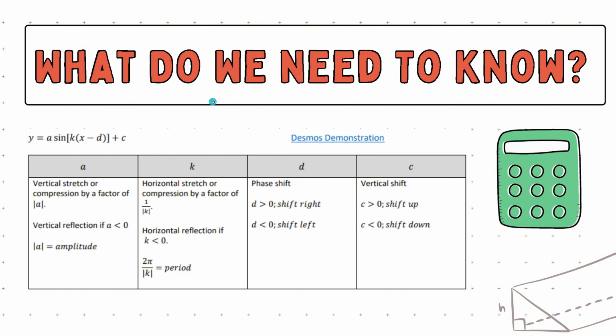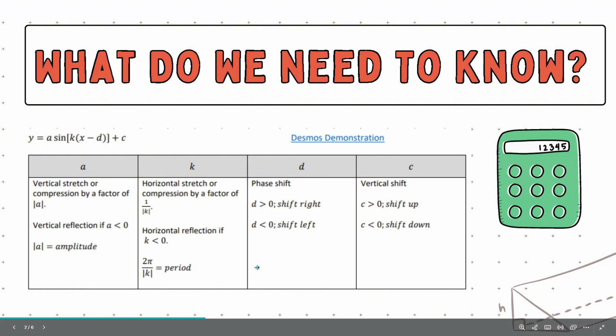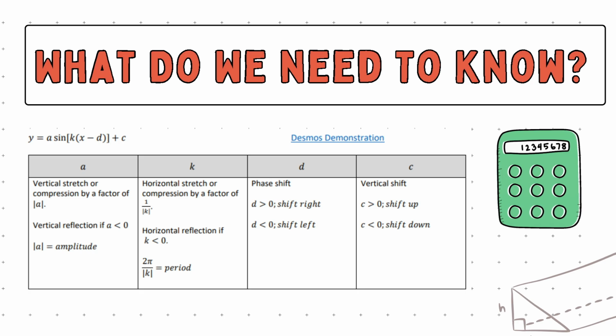Second, we have K. Similarly to A, K is in charge of the horizontal stretch or compression by a factor of 1 over K, and it is also in charge of whether there's a horizontal reflection, depending on whether K is positive or negative. And one important thing to know is 2 pi over the absolute value of K will give you the period. This is important for just understanding your graph and being able to solve questions.